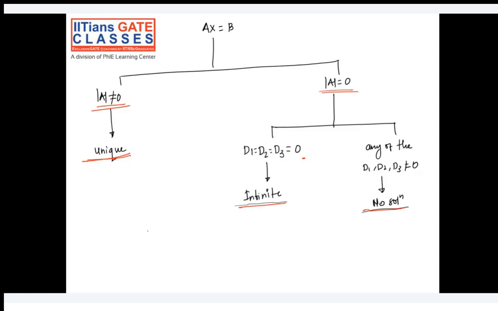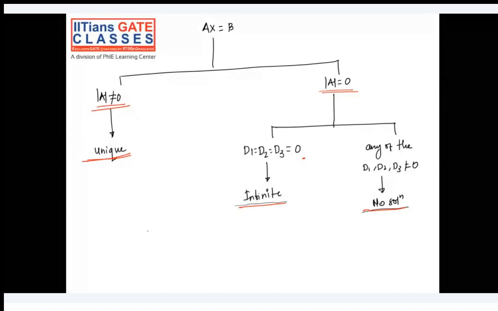If determinant is non-zero, you will have a unique solution. If determinant is 0, you have to check whether D1 equal to D2 equal to D3 equal to 0 or not. If it is, then you have an infinite number of solutions. But if any of these D1, D2, D3 is non-zero, then you will have no solution. I'll explain what these D1, D2, and D3 are.